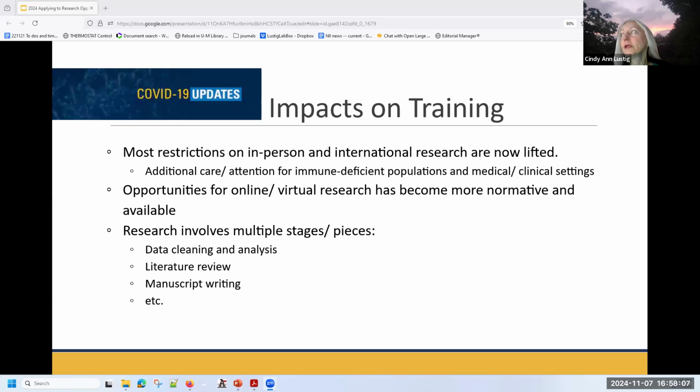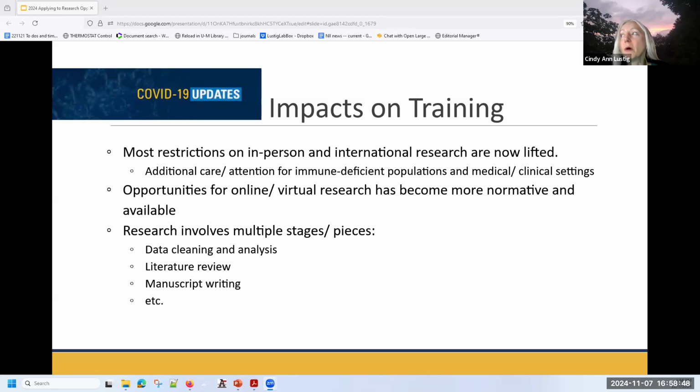If you are working with clinical populations or immunodeficient populations, there's going to be additional precautions that you have to take or additional training that you have to do. But again, that will be something that the lab should help you with. There are also, as a silver lining, opportunities for online or virtual research. So I know I've worked with students from UT Dallas and UT Austin sometimes over the summer because they had some skills and they were interested in a project that was going on in our lab. So we just conducted all of our meetings via Zoom. And so that has become more normative and available as well. So keep an eye out for those opportunities.